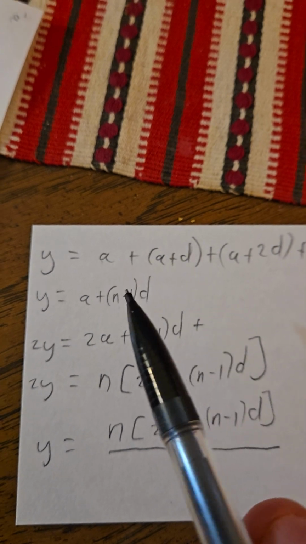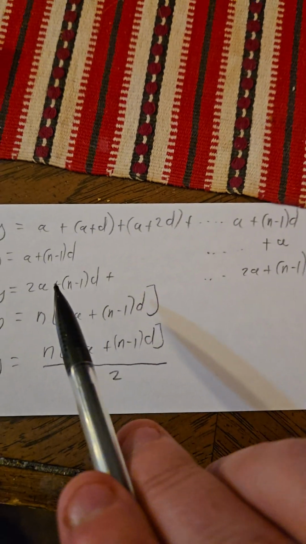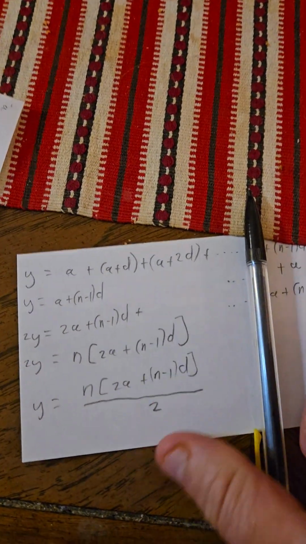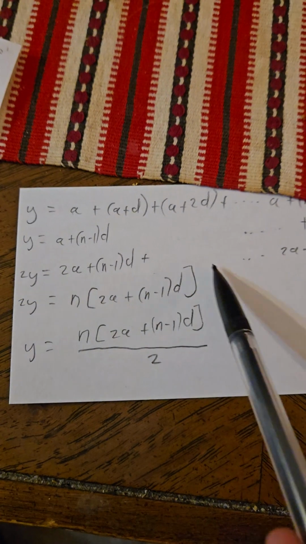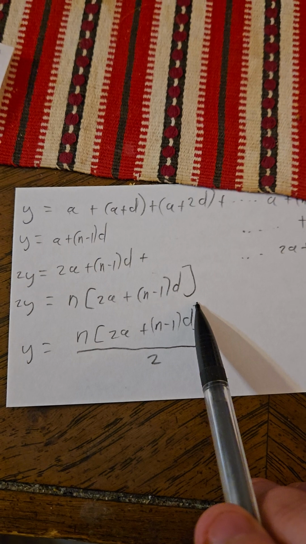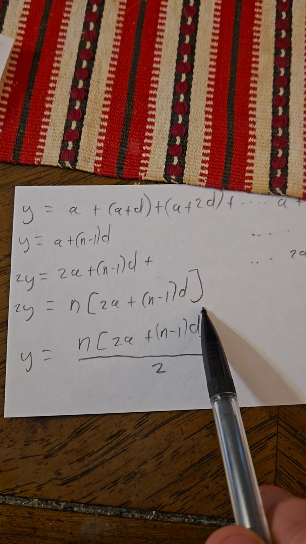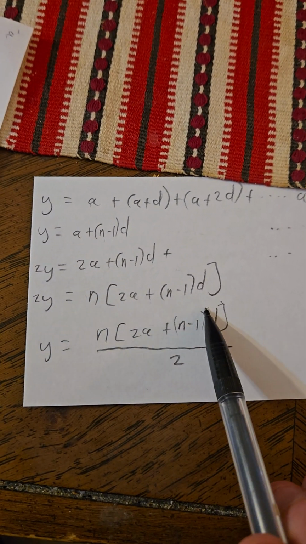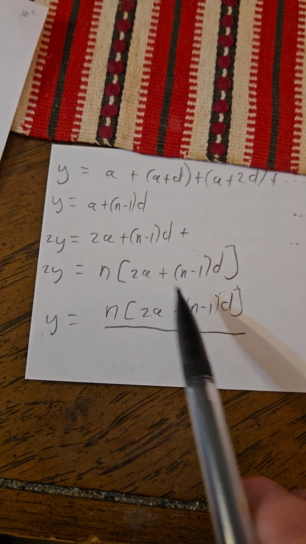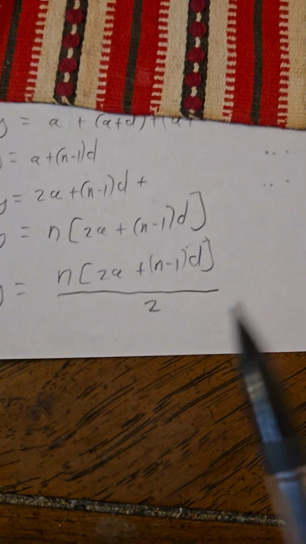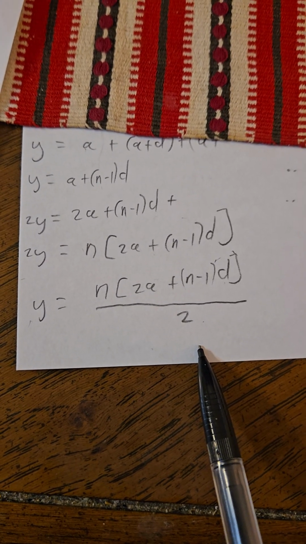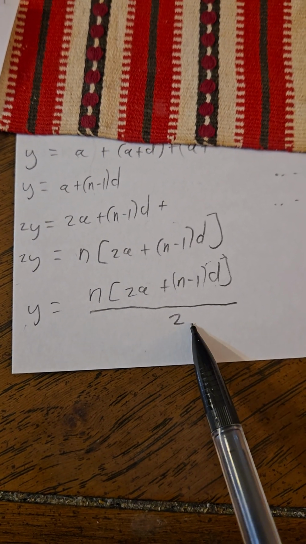So there's 2a plus n minus 1 d, and that's the last term. Now, instead of rewriting it all n times, I can just say n lots of those terms. It's like if I have 8 lots of 7s, I can just say 8 times 7. So it's n lots of those terms. And if 2y equals that, y equals this total divided by 2. And that now is the formula for adding up all the terms of an arithmetic series.